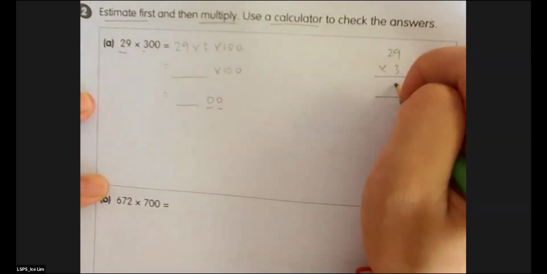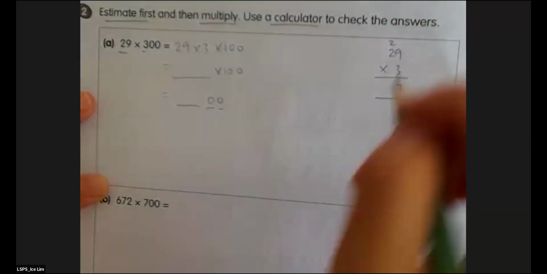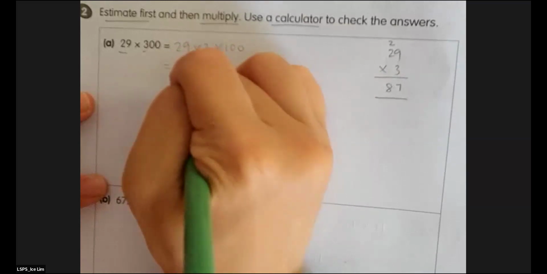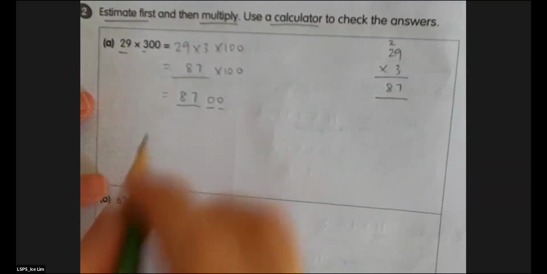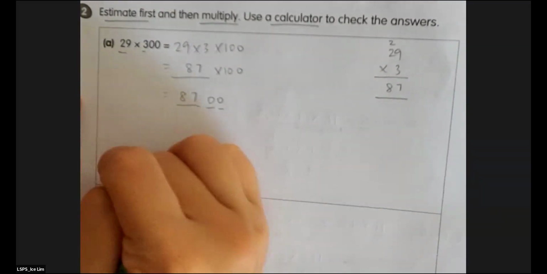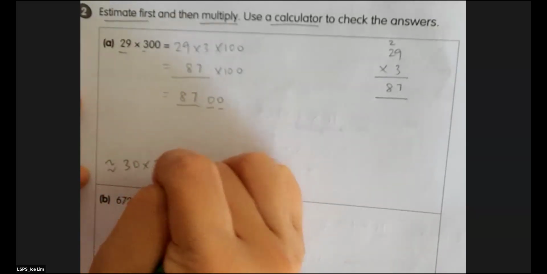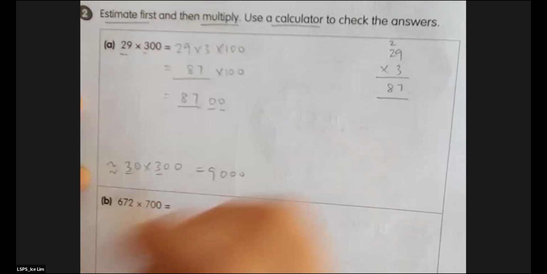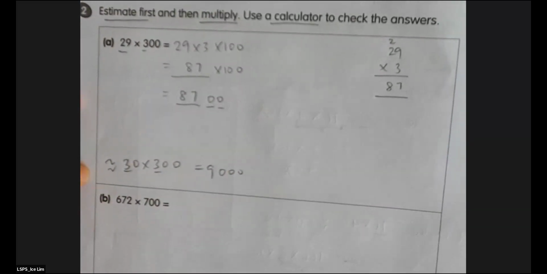9 times 3 is 27. 2 times 3 is 6, plus 2 is 8, so 87. 87 times 100 is 8,700. Estimation: 30 times 300. 3 times 3 is 9, so 9,000. The answer is quite close. Moving on.